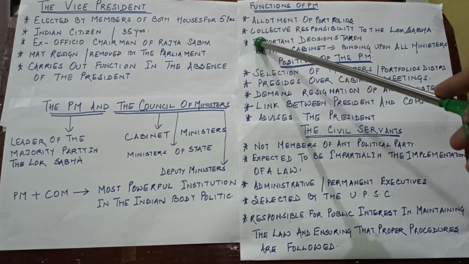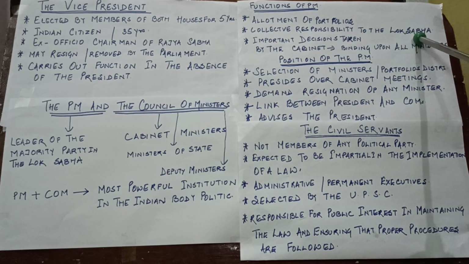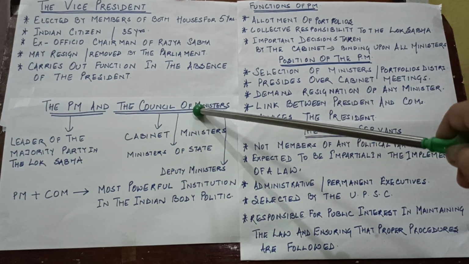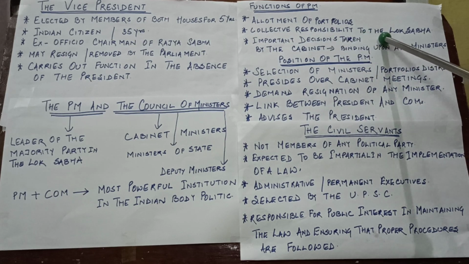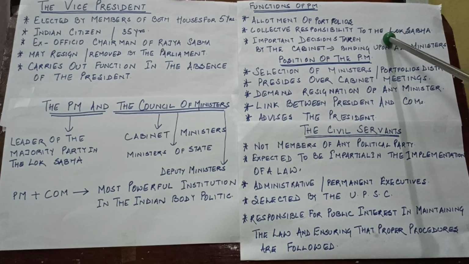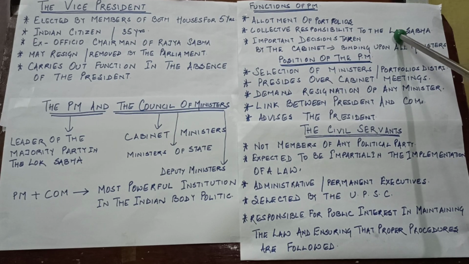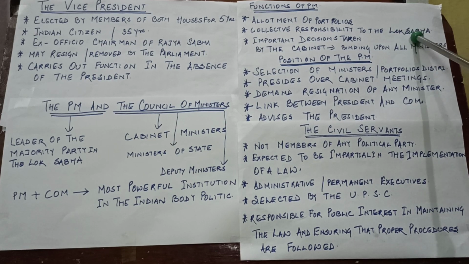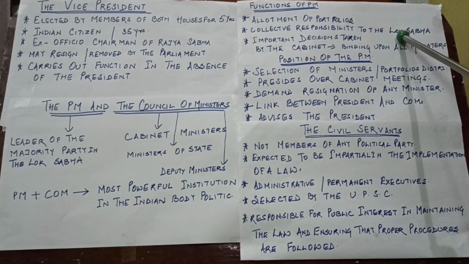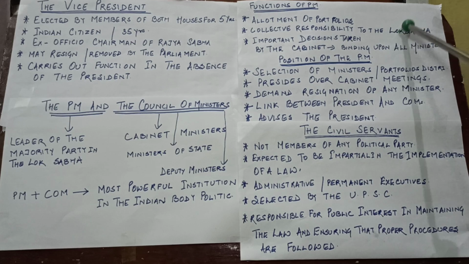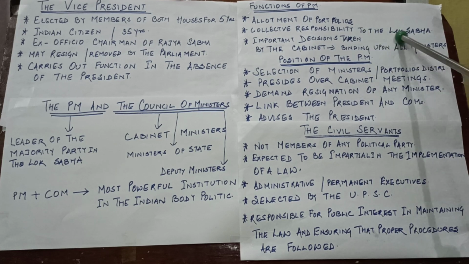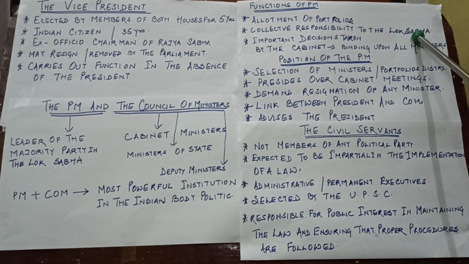The second function being collective responsibility to the Lok Sabha. That means that the Prime Minister and the Council of Ministers are directly responsible to the Lok Sabha, and they can only remain in office as long as they enjoy the support or the majority in the Lok Sabha. If the ruling party loses the majority in the Lok Sabha, the government steps down. This is called the no confidence motion, which we had studied in lesson 1.